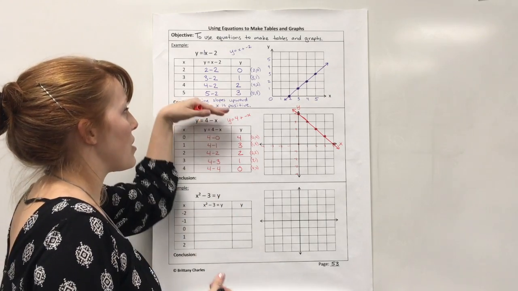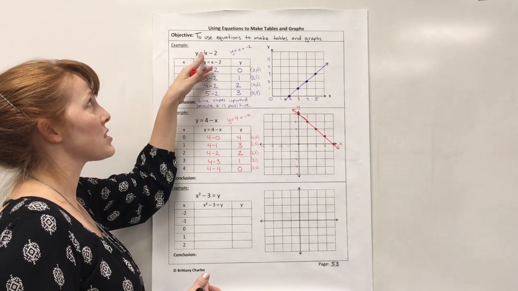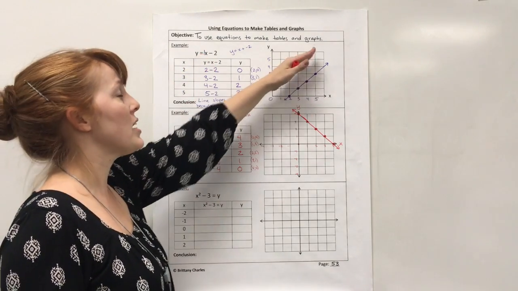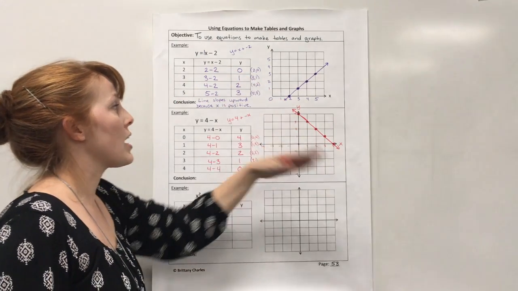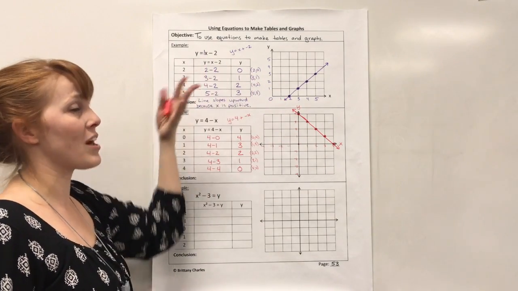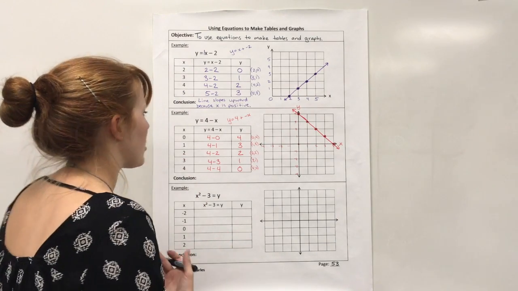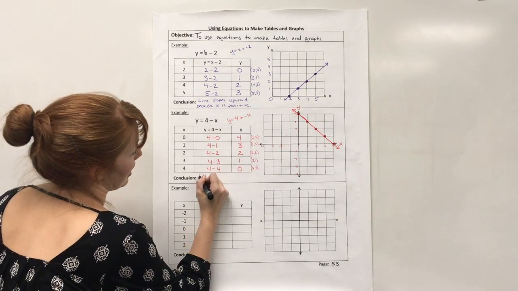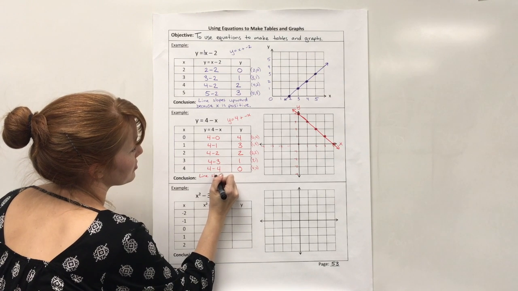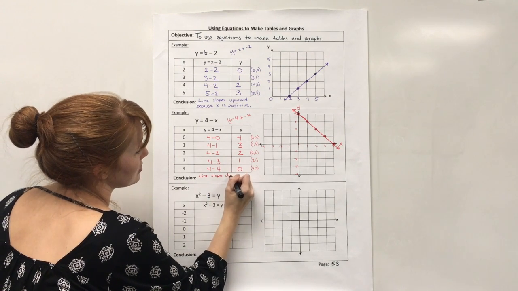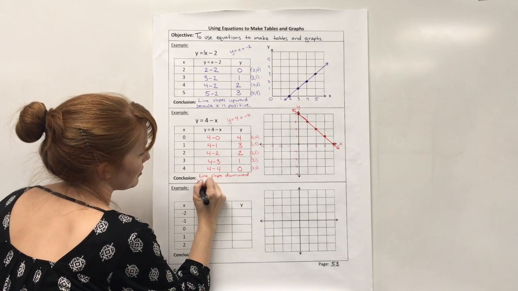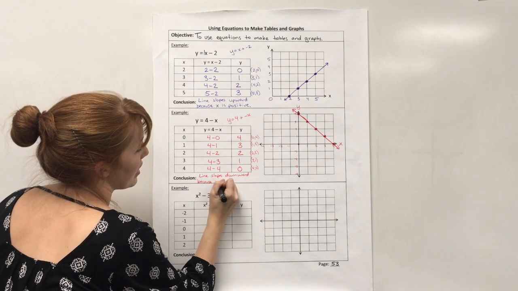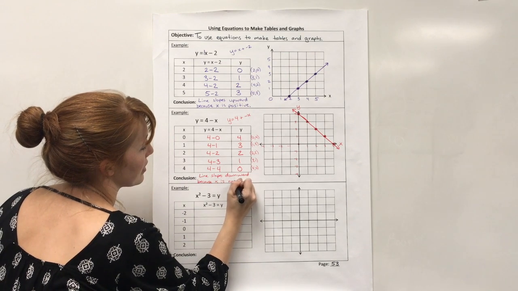So when you have a positive x or a positive coefficient for x, it's going to slope upward. And when you have a negative x or a negative coefficient for x, it's going to slope downward. But they're both lines because we just have x. We don't have any exponents. Okay, so line slopes downward because x is negative.